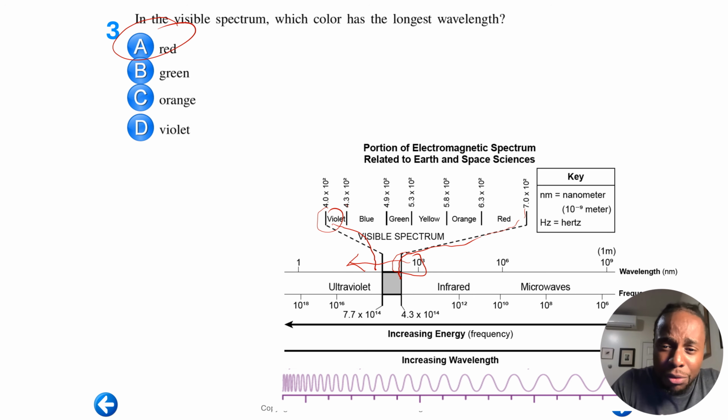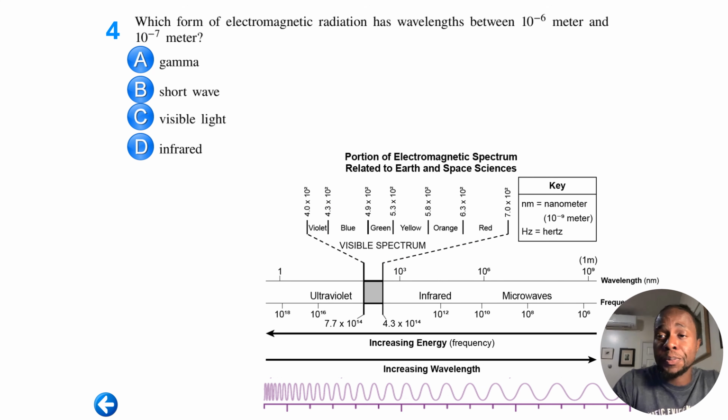Definitely not green. Red is 7.0 times 10 to the power of -7. Compare that to green, which is less, as you can see. 5.3 is less than 7.0. And so is violet, which is 4.0. So definitely our answer should be red.